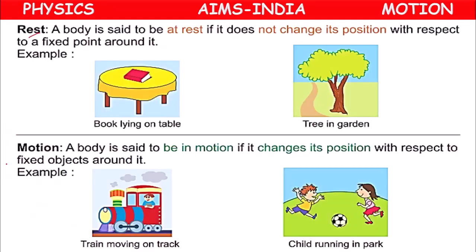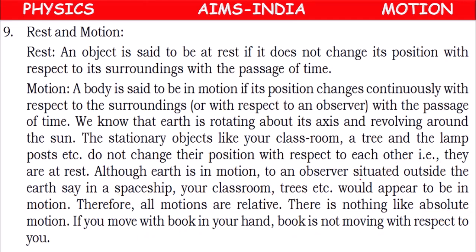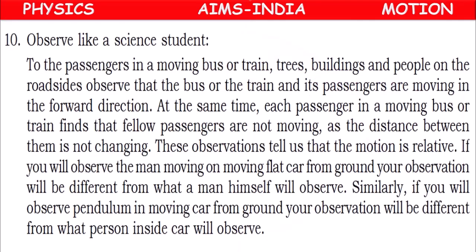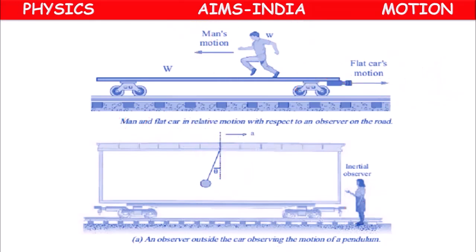So, rest and motion. Rest means no change in position. Motion means it changes its position. Rest and motion are relative terms. According to one observer, they may be in motion. According to another observer, they may be under rest. So they are called relative terms. They are not absolute.